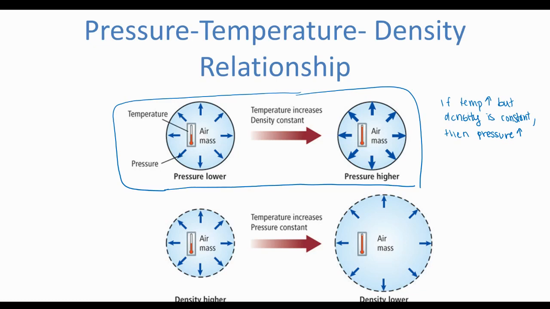Here in our second graphic, what we see is if temperature increases, but instead of density being constant, pressure is constant, then density decreases.